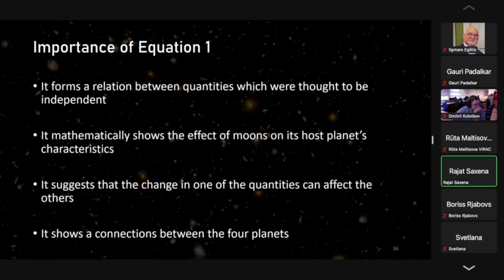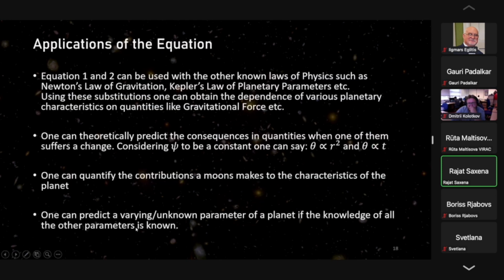If somehow the r or the theta of a planet changes, we can predict the consequent changes in the other quantity. So this equation also suggests that. And also, one pretty obvious fact is it shows a connection between the four planets. Moving on to a few of the applications.